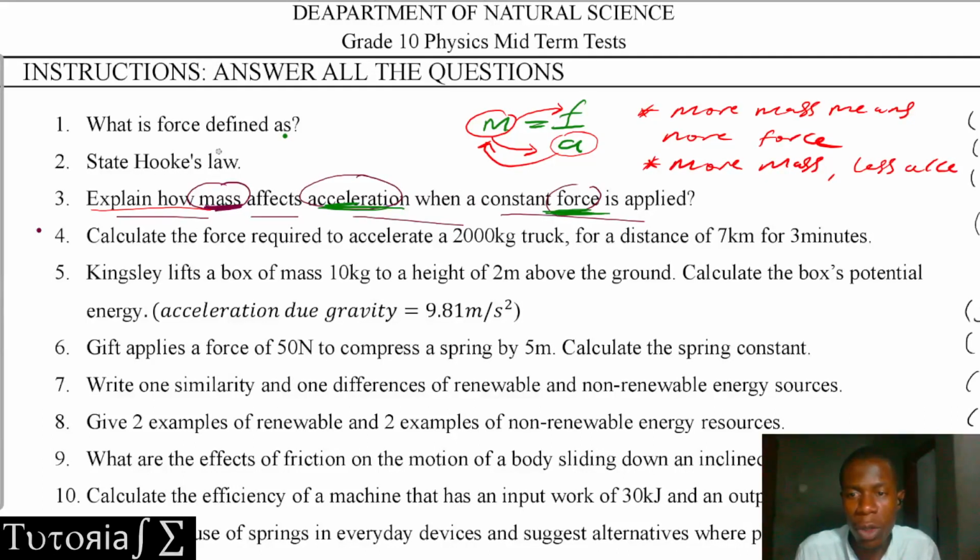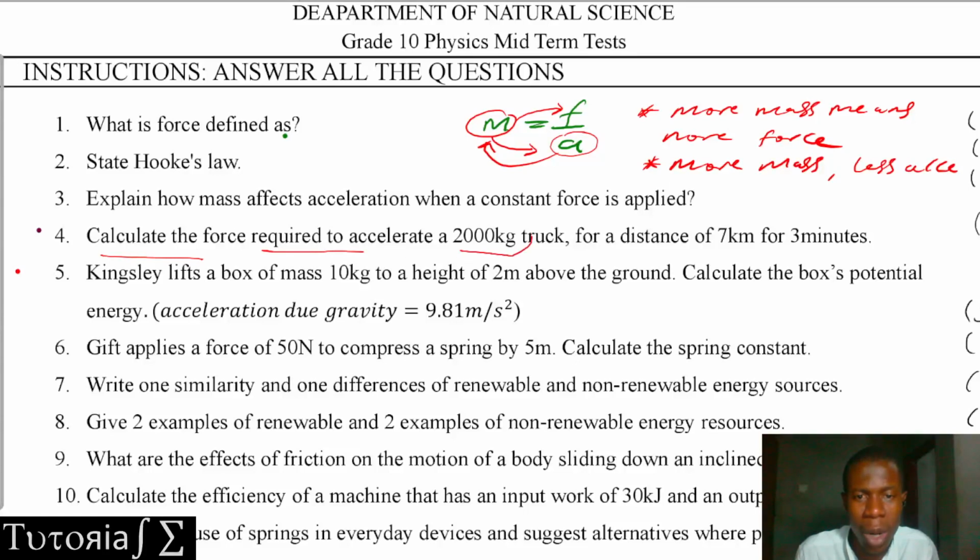Okay, now we move on to question 4. So yeah, it was just as easy as that. Question 4 asks you to calculate the force required to accelerate a 2000 kg truck for a distance of 7 kilometers for 3 minutes.